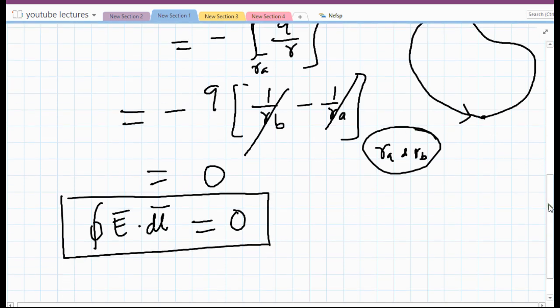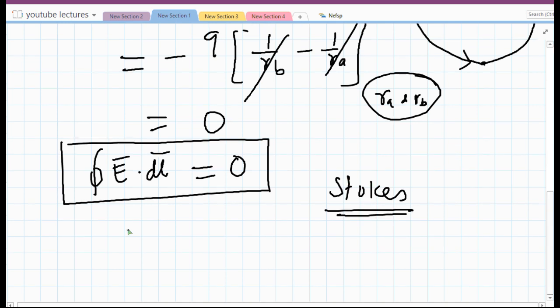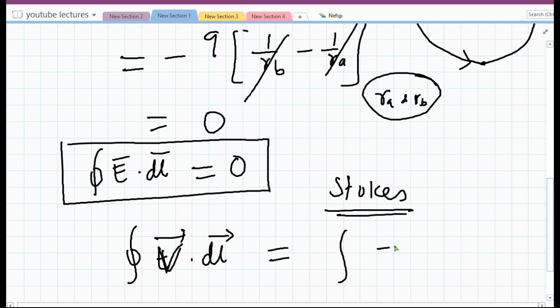Now how is this related to the electric field? There is a theorem called Stokes theorem. Stokes theorem implies that if you have any kind of vector field and you take the line integral over a closed path, it will be the same as taking the curl of that vector over the surface enclosed.